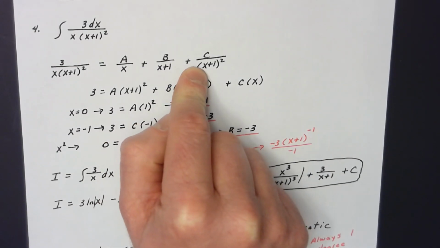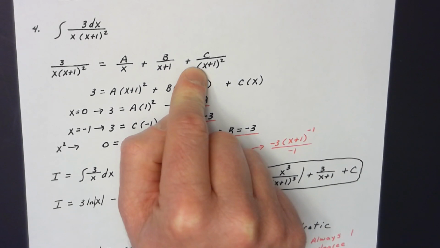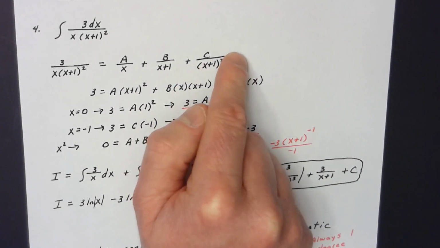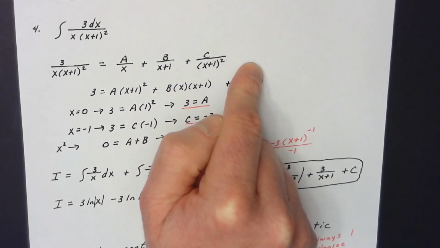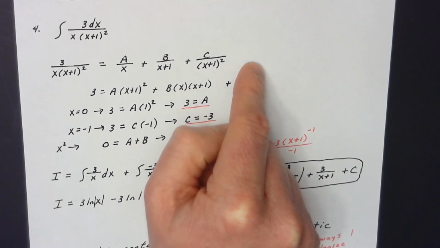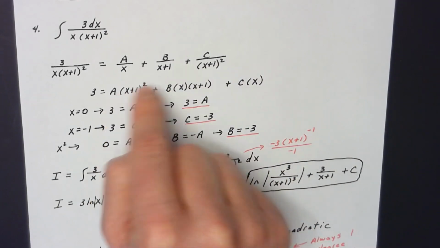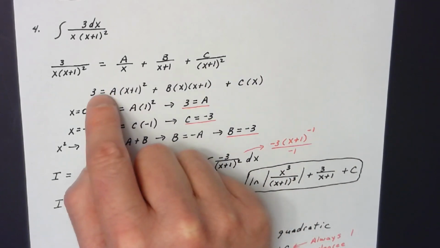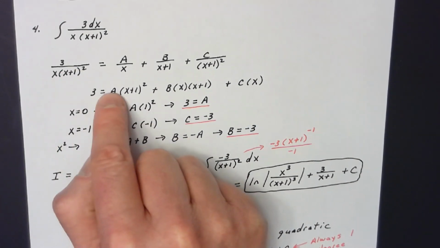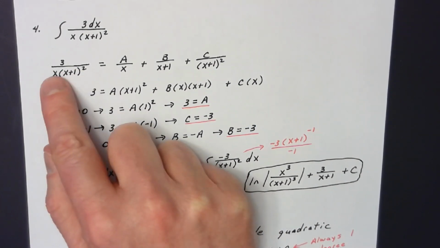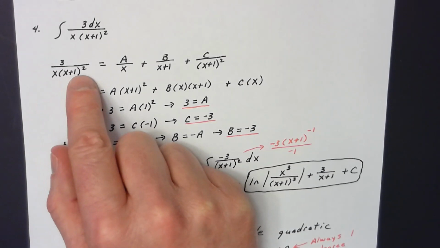And again, if I would have had an (x plus 1) cubed down there, no big deal. You'd have just had a plus D over (x plus 1) cubed. And it works extremely similarly. But now for this problem, I can go in and say, all right, how did I go from here to here? I multiplied by that least common denominator of x times (x plus 1) squared on both sides.